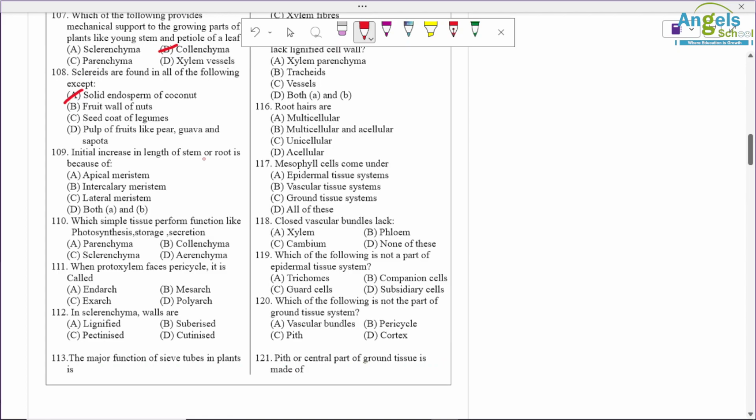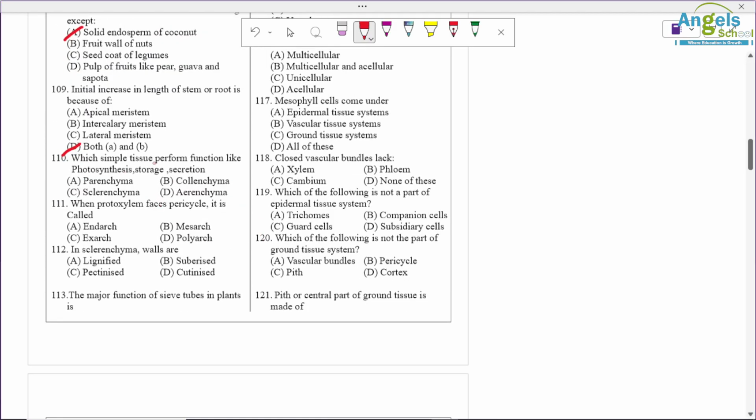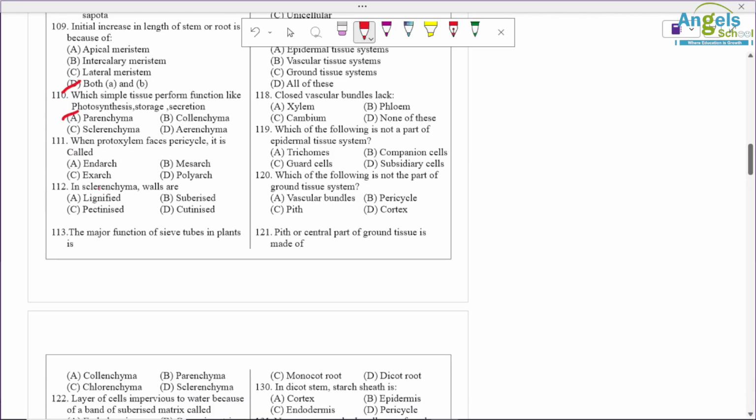Initial increase in length of the stem or root is because of. So initially apical meristem and intercalary meristem are responsible for primary growth. So A and B are correct. Which simple tissue performs function like photosynthesis, storage, and secretion? So here parenchyma can do this function.